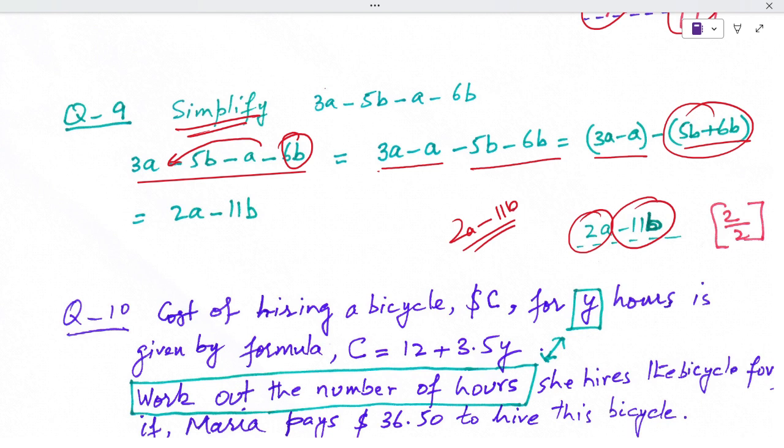You can do it in another simpler manner. Just add minus 5 minus 6, which is going to give you minus 11, and you write down minus 11b. It's perfectly all right. So you get an answer of 2a minus 11b, and 2 marks are secured.